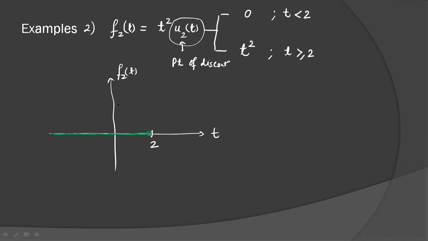But at t equal to 2, if you put t equal to 2, the value will be 4. So the value is 4, and this looks like a parabola. So this is the graph of y equal to x square type graph. So this is the graph of this function.